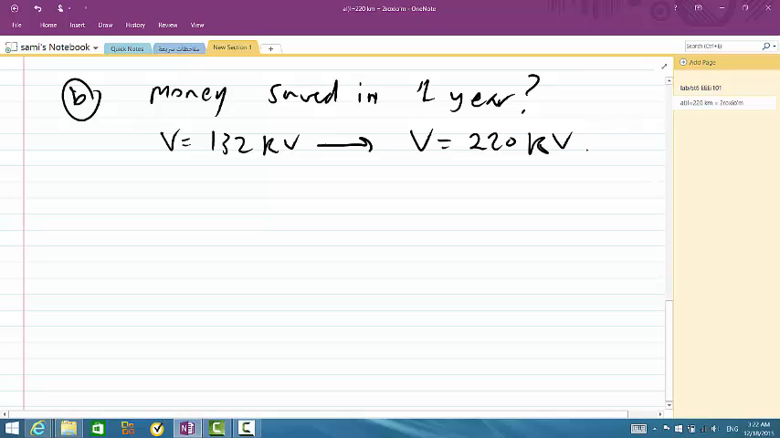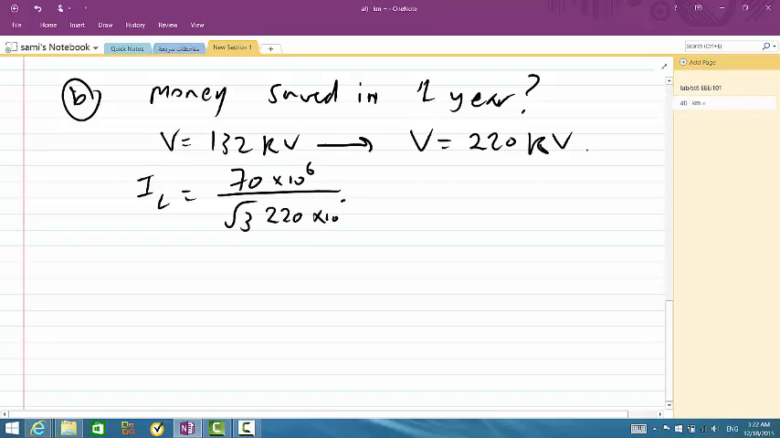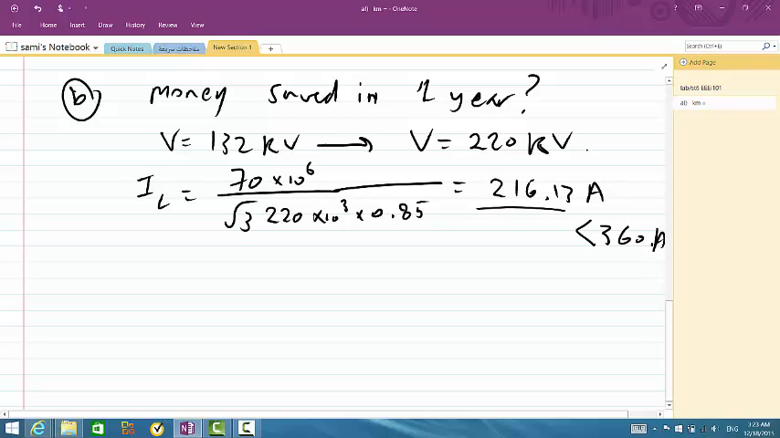So the first thing is to find the current, which is again 70 mega divided by square root of 3 times the voltage, which is 220 times 10^3, times the power factor, which is 0.85, and this will give me 216.13 ampere. So we can see that the current reduced from 360 ampere up to 216 ampere. It's like a 1/3 reduction in the current.